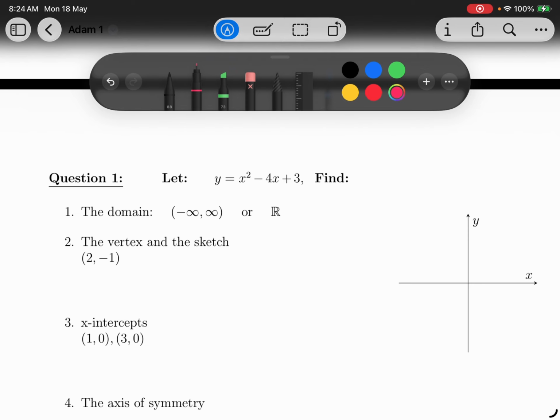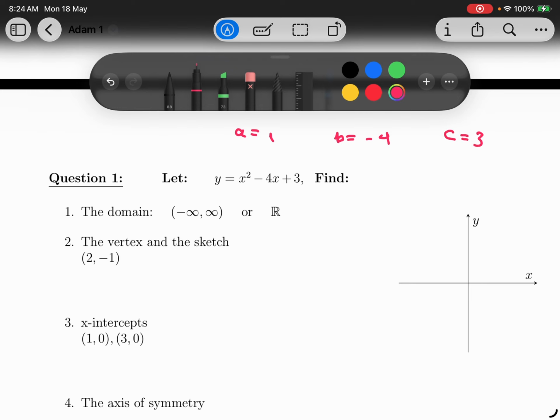Okay, guys, this is question number 1. Let y, sometimes we call it f of x, it's fine, equal x squared minus 4x plus 3. So what I need here, I need to recognize 3 things. I need a, b, and c. So what is a here? A here is 1, the leading coefficient. And what is b? b is the linear part, which is minus 4. And c here is the constant term, which is 3.